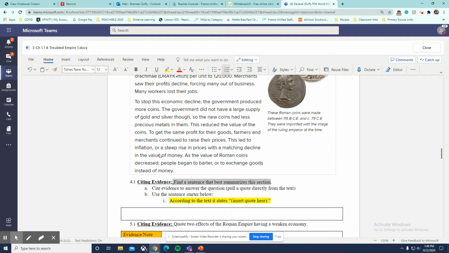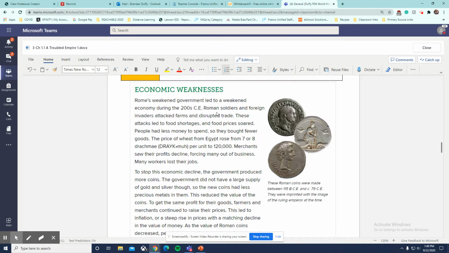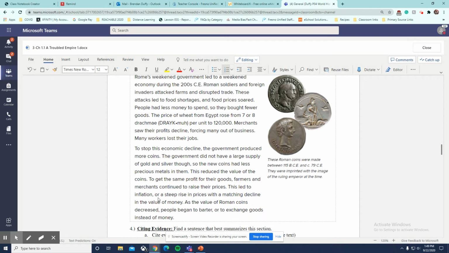I can give you guys an example of something that I would not use. So do not use this example, and then I'll explain why. So let's say you're like, I like this sentence. This led to inflation, or a steep rise in prices with a matching decline in the value of money. I would say do not use that for a summarizing sentence. Why? Because all this is really doing is giving you a definition. It's not really telling you any specific details, right? It doesn't really tell you anything about Rome. So we want to find a sentence that tells us about Rome's economic weakness, not just about inflation in general, right?